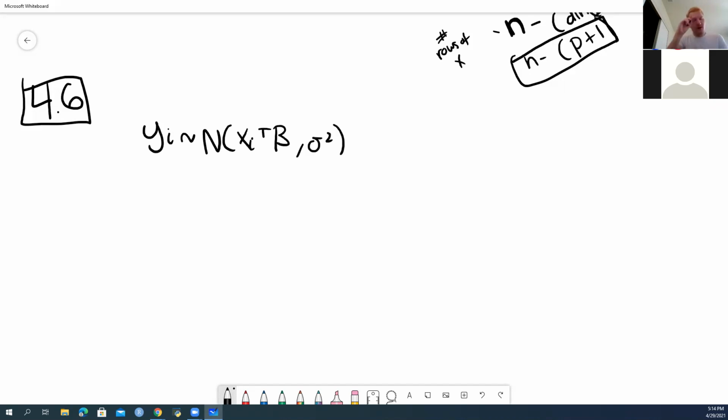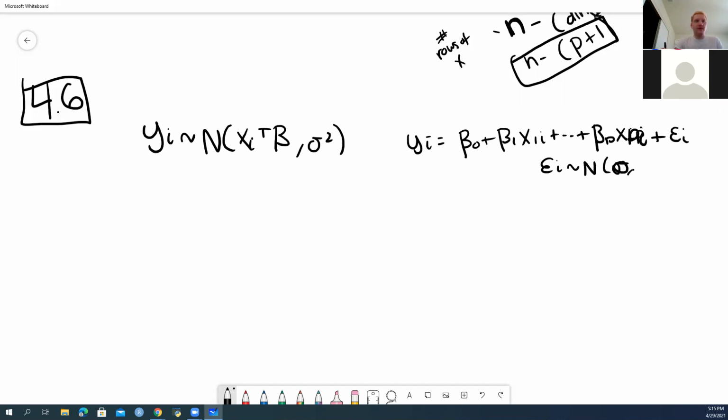This is standard linear regression, based off our normal assumption, because usually we're saying that yi is equal to, for example, beta naught plus beta 1 x1i plus up to beta p xpi, plus epsilon i. And then we assume epsilon i is distributed normal 0 sigma squared. If you make this assumption, it's directly the same as this; these are the same assumptions. So under the Gaussian assumption, this is another way of stating standard linear regression.